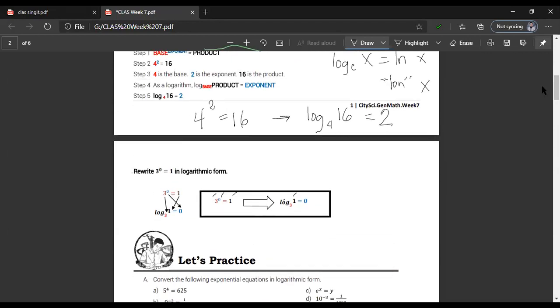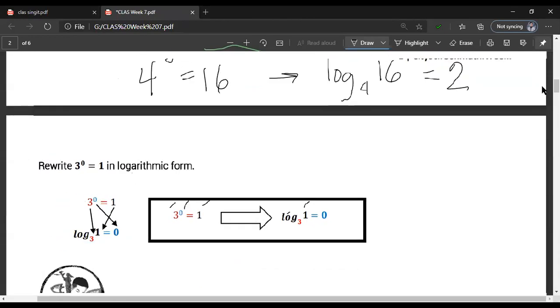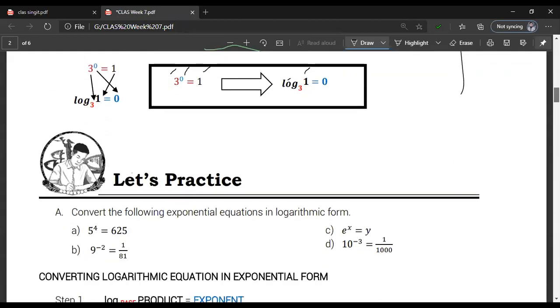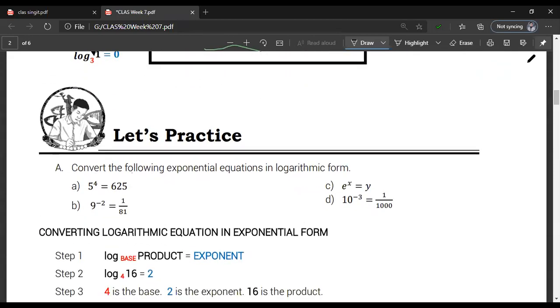Okay, so kung wala, sige, practice tayo ha. And then I'll call someone to recite or to answer. So, let's practice. Sagutan na natin. Anyway, may answer din naman to sa dulo, pero siguro kuha lang tayo ng ilan. Convert the following exponential equations in logarithmic form. So, let's have letter A.